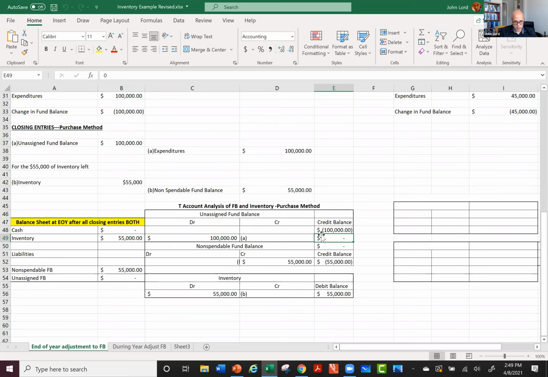So now my balance sheet balances again, doesn't it? I have cash of zero. I have unassigned fund balance of zero, but I do need to do what? Show the current asset inventory. So if I bought 100,000 and I've used 45,000, I count my inventory, how much is left? 55,000 is left, right? I bought 100. I've used 45. How much is left? 55,000 is left, right? So I go ahead and I debit my inventory account, 55,000. I credit non-spendable fund balance, 55,000. And so when I look at my inventory account now, it's showing 55,000. Non-spendable is showing 55,000. And when I prepare my balance sheet, which will look the same under both methods, I have inventory 55,000. I have non-spendable fund balance 55,000.